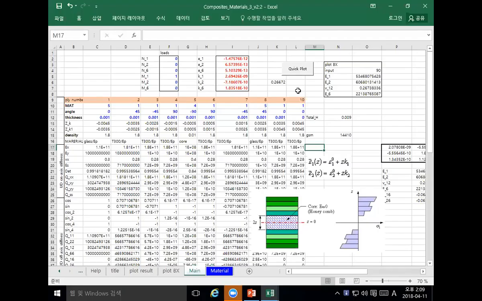Okay, we came back to Excel. Let's see how we program what we have learned, starting from in-plane strain and curvature to ply stress. Before that, I just added one function: how to calculate the weight, the mass, of this laminate. It's very trivial, very easy, but a very important characteristic of the laminate, because the purpose of a laminate is mainly light weight.